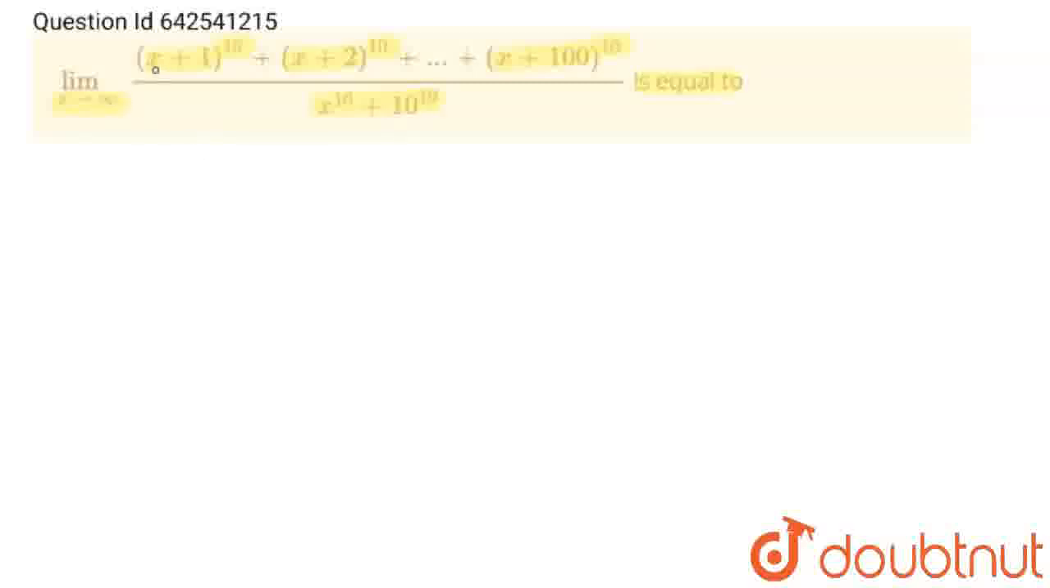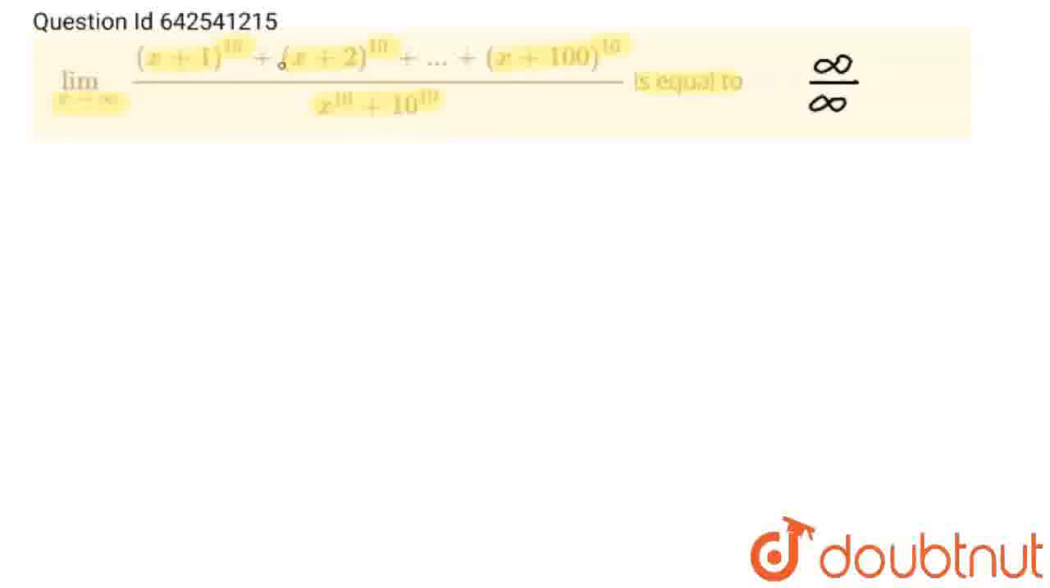See, if you put infinity, infinity plus 1 will be infinity, and infinity to the power 10 will be infinity. By a similar concept, all terms will be infinity. So the addition of infinity is infinity, upon this which will also become infinity. Infinity to the power 10 is infinity, plus any finite number is infinity.